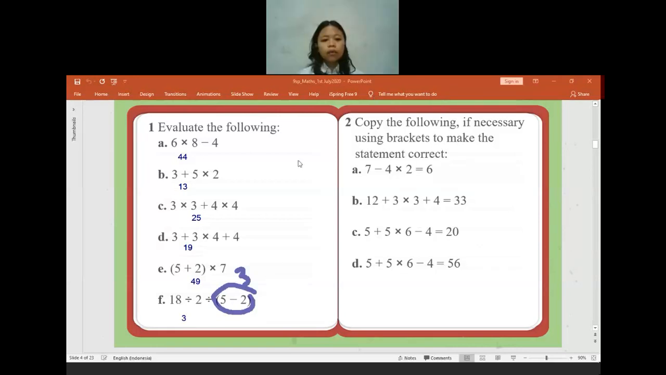Okay. If you have no difficulties, not getting confused, let us continue to question 2. Which part do I have to put the bracket on? Is it on the 7 and 4 or the 4 and 2? 7 minus 4. Okay. Is there anyone confused? No? Okay, if no one is confused, for question B, where do I have to put the bracket?